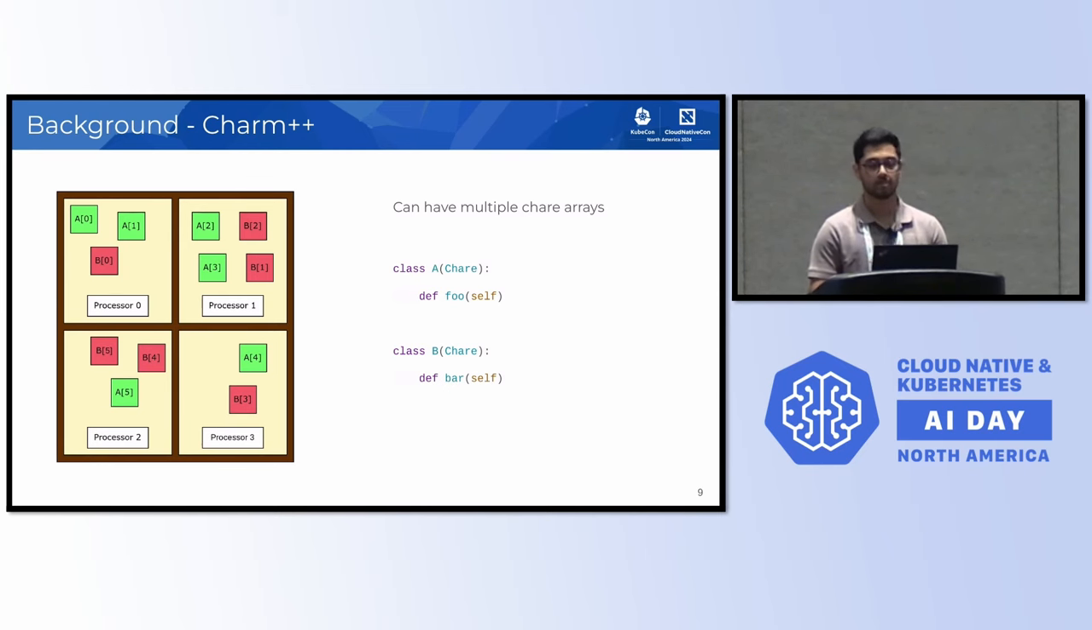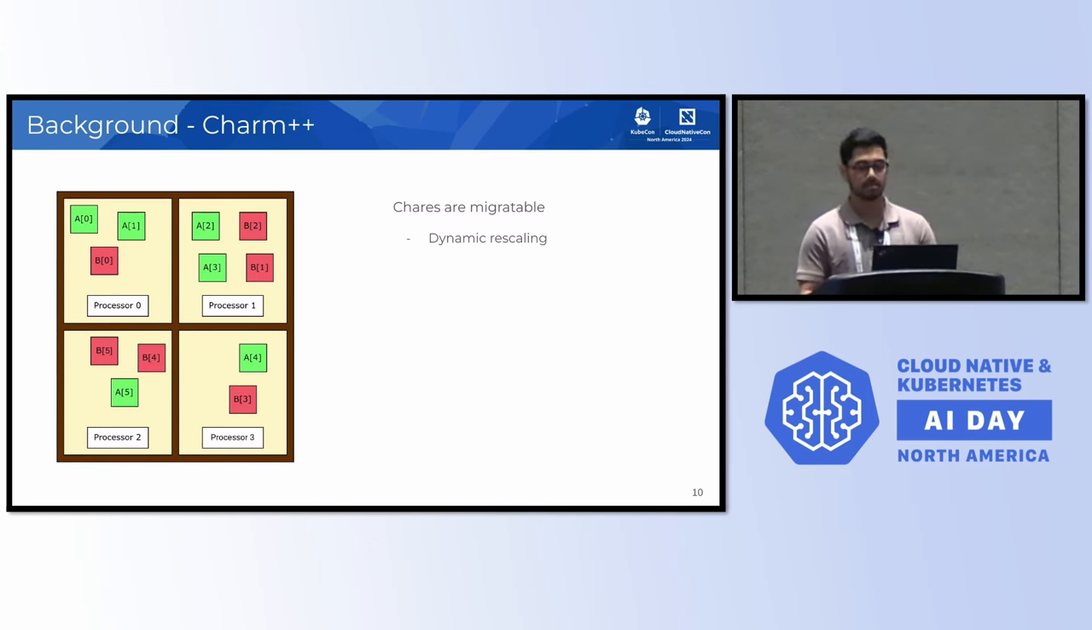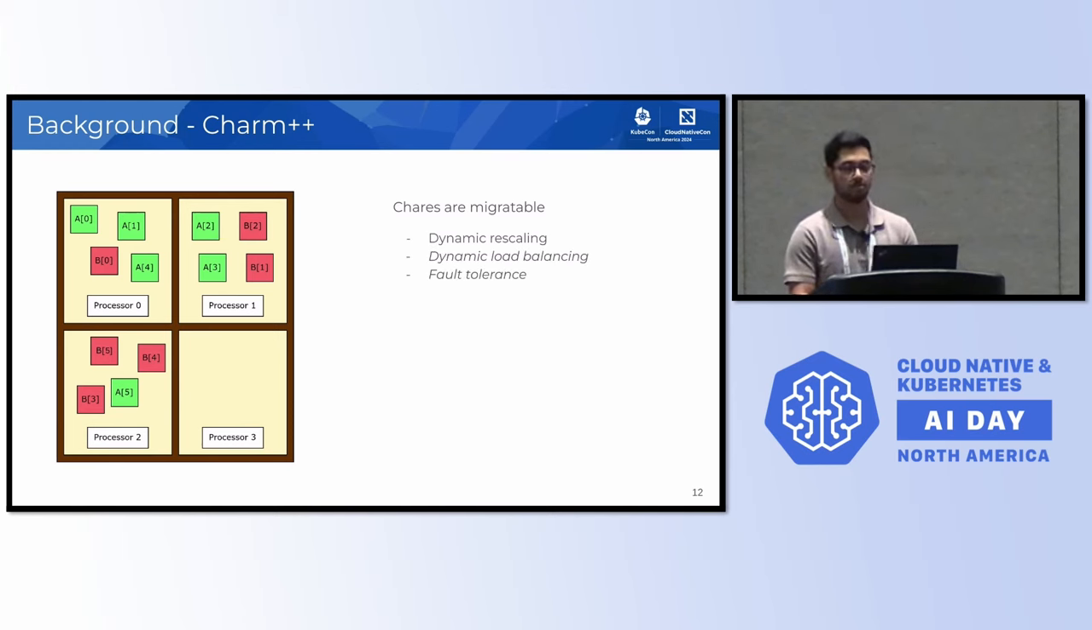In this case, there are 2 types of chare arrays, A and B. And these chares or objects are migratable, which means the runtime system can move around these objects between processors without the user having to write explicit code for it. And this enables some neat features such as dynamic rescaling. So let's say you're running a program with 4 processors and you want to, in the middle of the execution, change it to run on just 3 processors. The runtime system can move objects from one of the processors and distribute it across others, and then just continue execution with 3 processors. The migratability concept also results in some other features such as dynamic load balancing and fault tolerance, which I won't talk about in this talk.